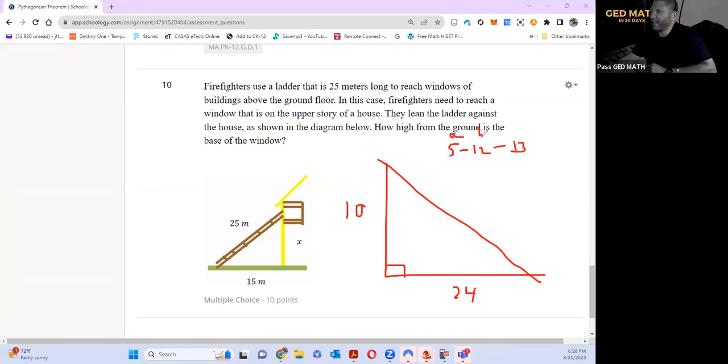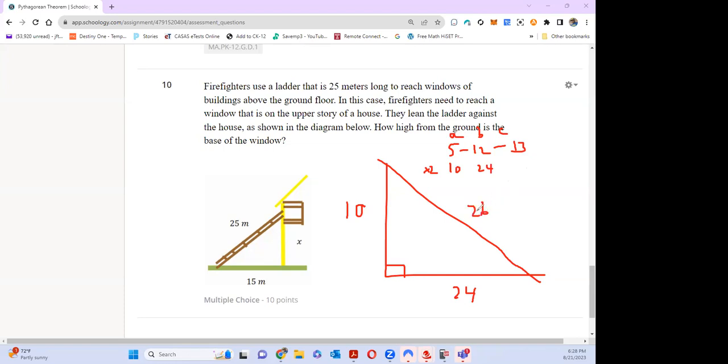Good, I'm glad. So 5, 12, 13. I see A, B, and C. I see my leg is 10. So that's a multiple of 2. So right away, I'm going to do 10, 24. I see that my second leg is 24. I'm good. My hypotenuse is 26. No work.